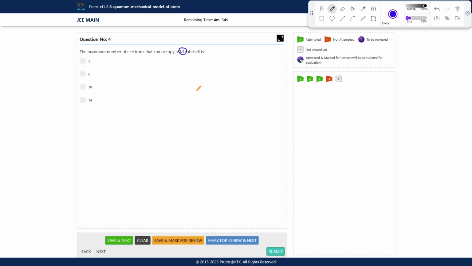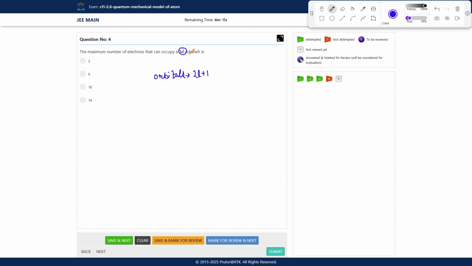There are questions asked in this way also, where you have to give the formula. It is easy to say that the D subshell has 10 electrons, but what is the formula for calculating the electrons? It is not 2l plus 1. 2l plus 1 is used to calculate the number of orbitals.